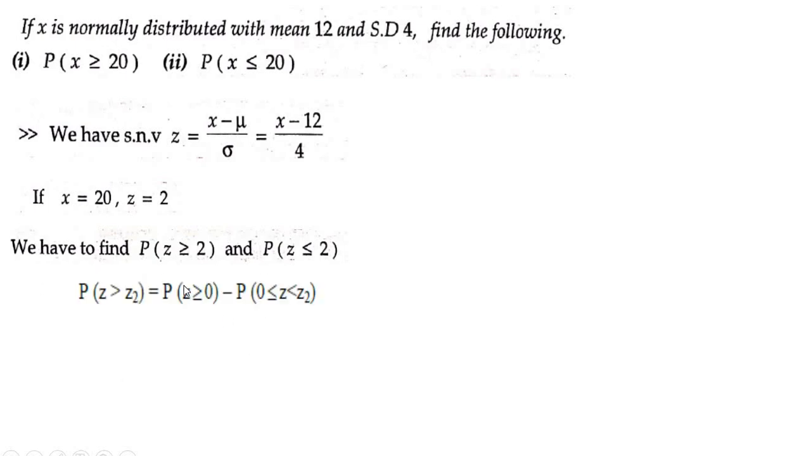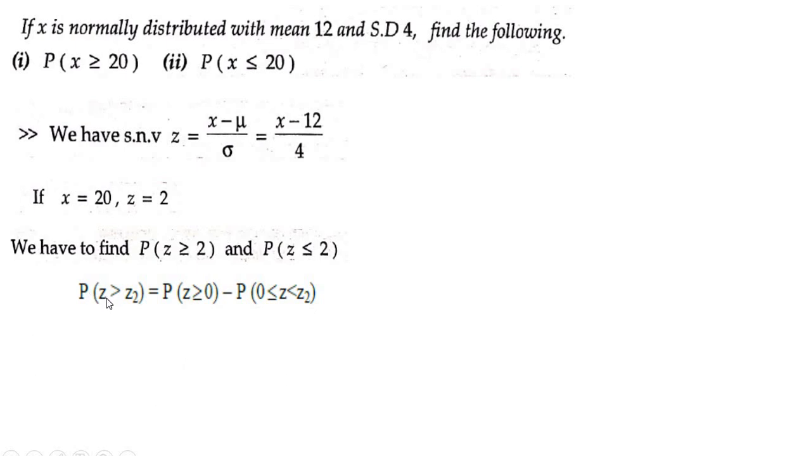Now, let me apply the first condition. We know from one of the results that if you have P of z greater than z2, then that is equal to P of z greater than or equal to 0 minus P of z greater than or equal to 0 and less than or equal to z2. This is the property.